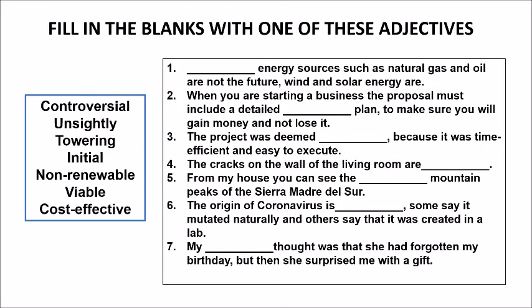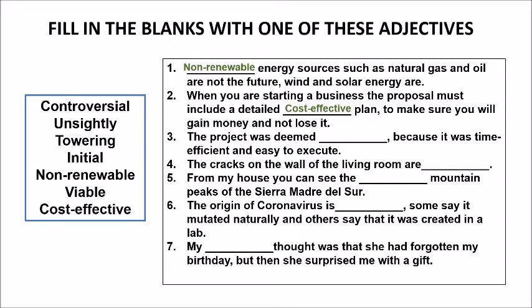Okay guys, so with those definitions, let's fill in the blanks with one of these adjectives that we have here. So we said that the correct answer for number 1 was non-renewable. So non-renewable energy sources such as natural gas and oil are not the future. Wind and solar energy are the future. Okay, when you're starting a business, the proposal must include a detailed, cost-effective plan to make sure you will gain money instead of losing it.